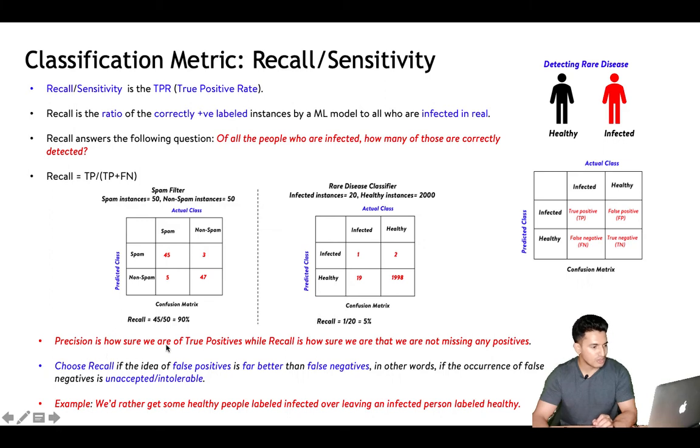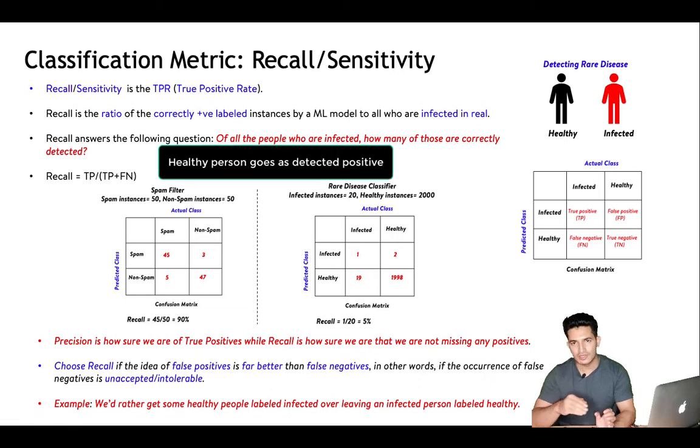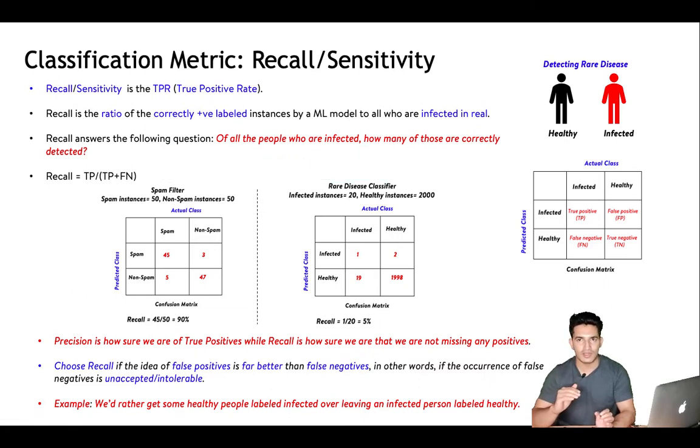So precision is how sure we are of the true positive, while recall is how sure that we are not missing any positive. Choose recall if a false positive is far better than a false negative. That is, it's fine if some of the healthy people go as detected, but it's definitely not fine if any infected person goes as healthy, that is, goes undetected. In other words, the occurrence of false negative is unacceptable or intolerable. The example would be the same rare disease classification problem, where we would rather get some healthy people labeled infected over leaving any infected person labeled as healthy.